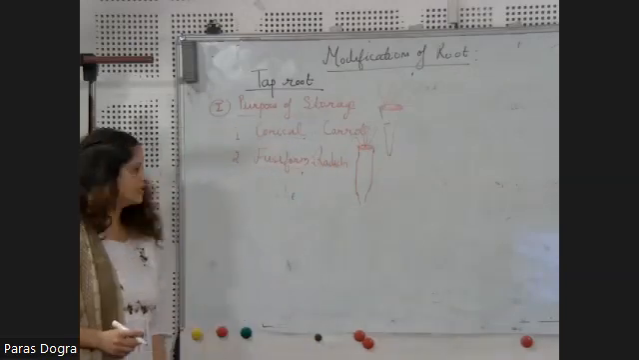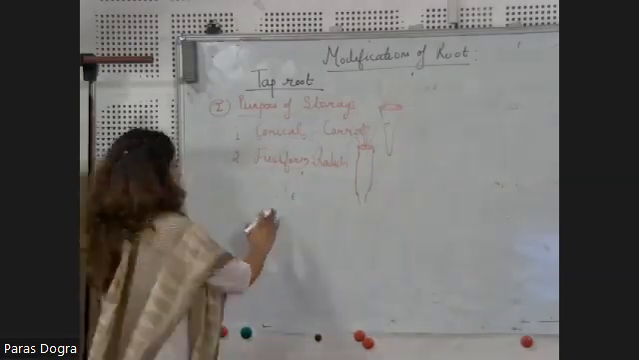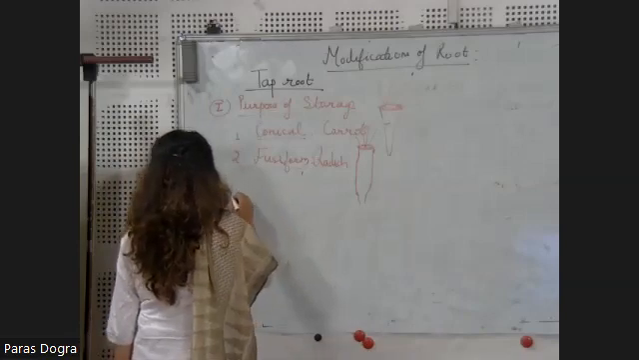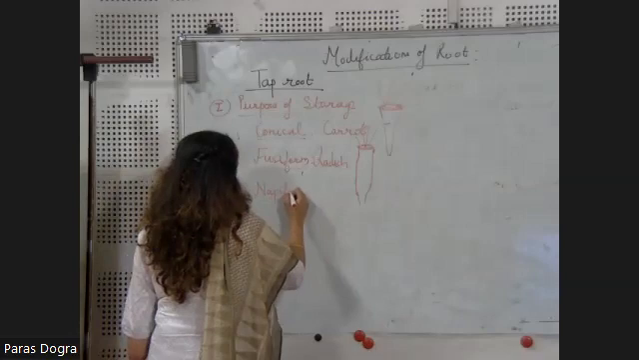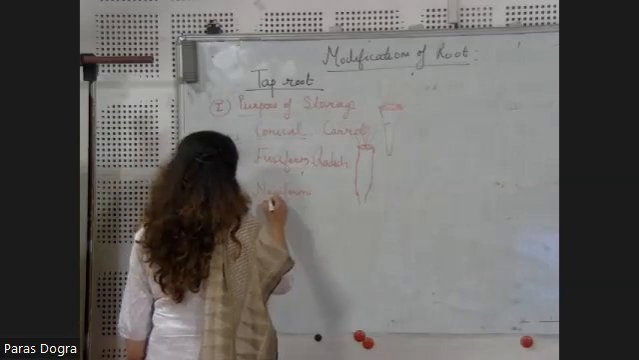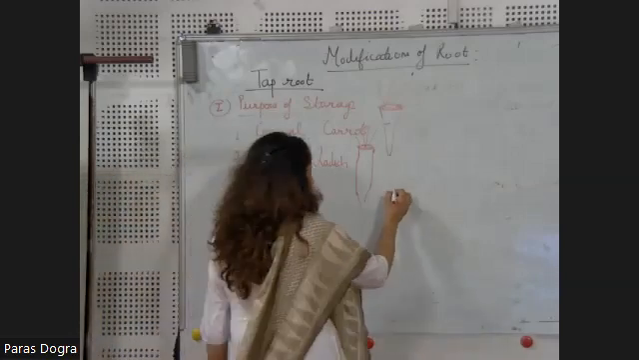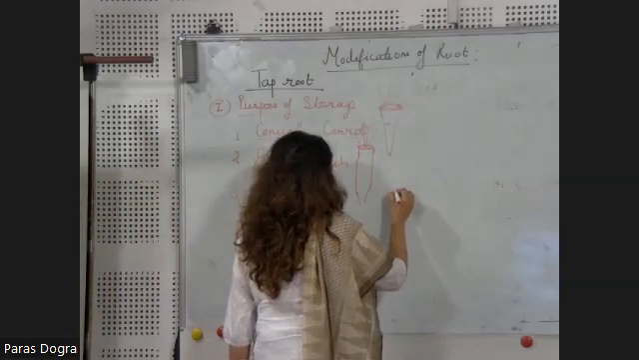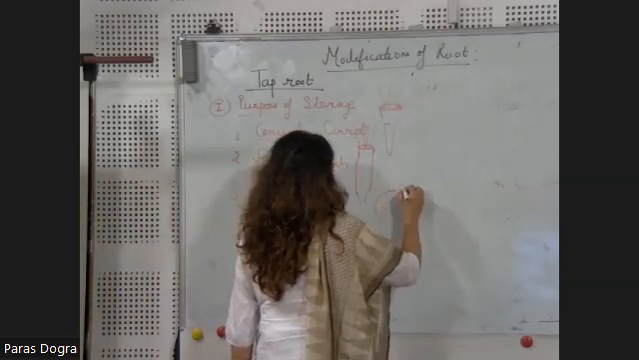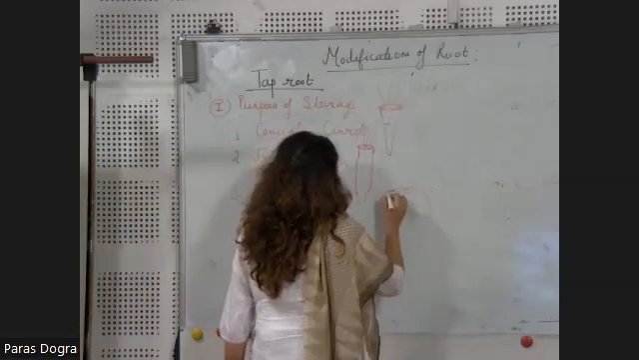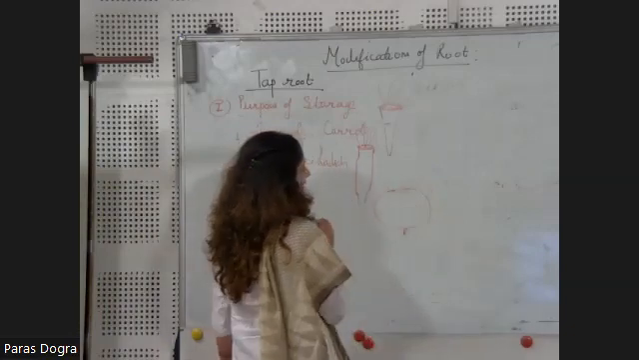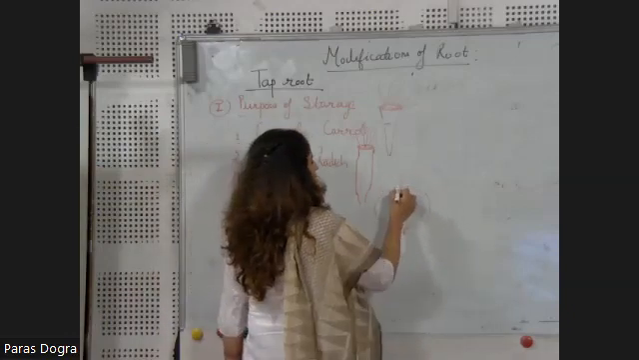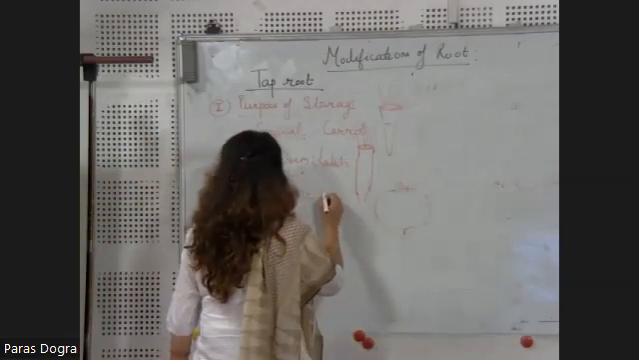Okay, radish, botanically called Raphanus sativus. Then third is your napiform. In napiform, which is seen in the case of turnip, the root is swollen and ends abruptly. The root is globular in shape and ends abruptly, and the example is turnip.